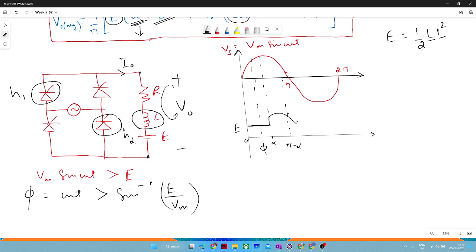Let us assume your inductance is very high. Generally, in GATE problems, it will be mentioned that your inductance is very high. Assume I naught is constant, ripple free. So it means that it will now follow the supply voltage waveform till what instant? Could anyone let me know, please?